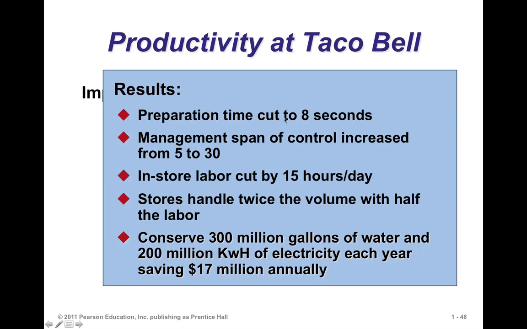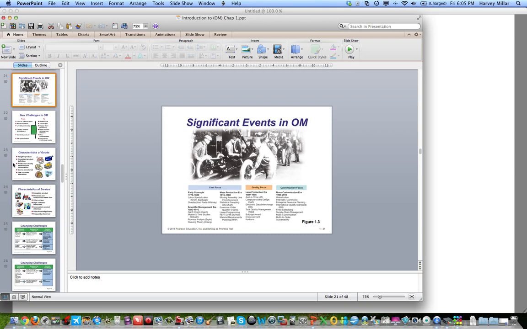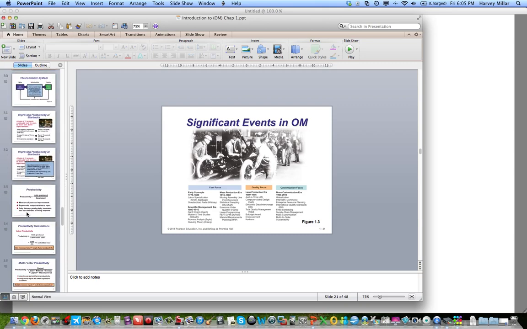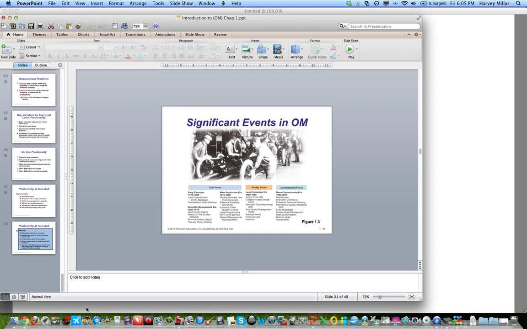And the results: preparation time cut to 8 seconds, management span increased from 5 to 30, installed labor costs cut for 15 hours per day, store handles twice as much volume with half the labor. So these are some really, really good productivity improvements. All right. So I think that we've gotten a pretty good sense of the contributions that OHM has made to adding value to our society, and why it's important as a core function in any organization.